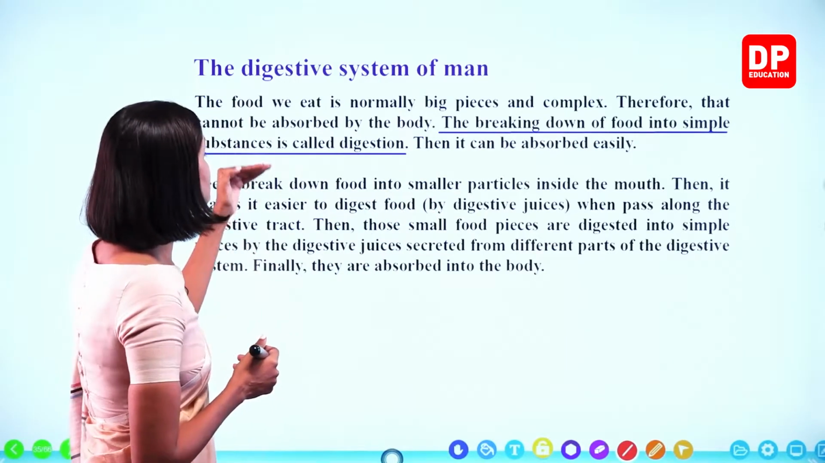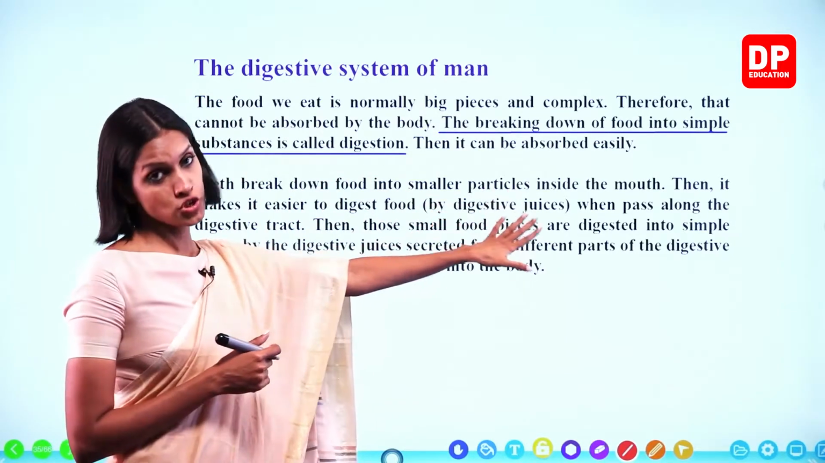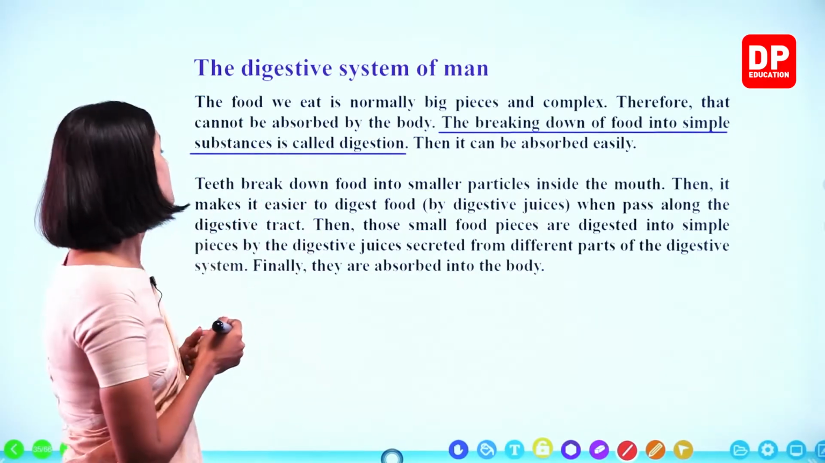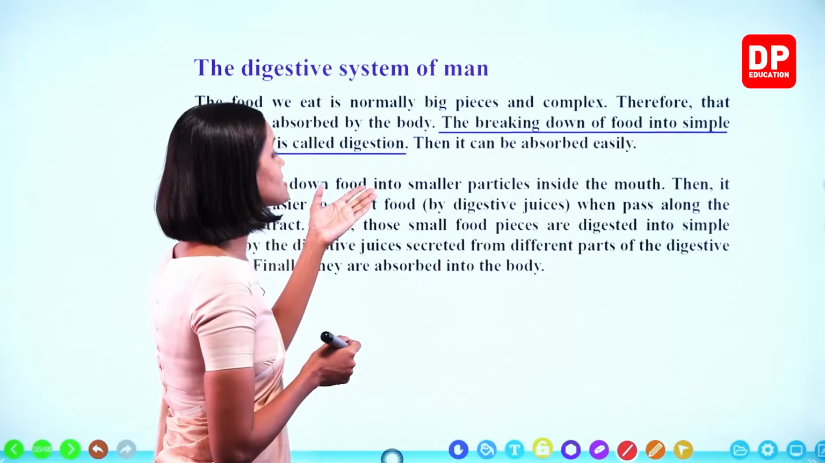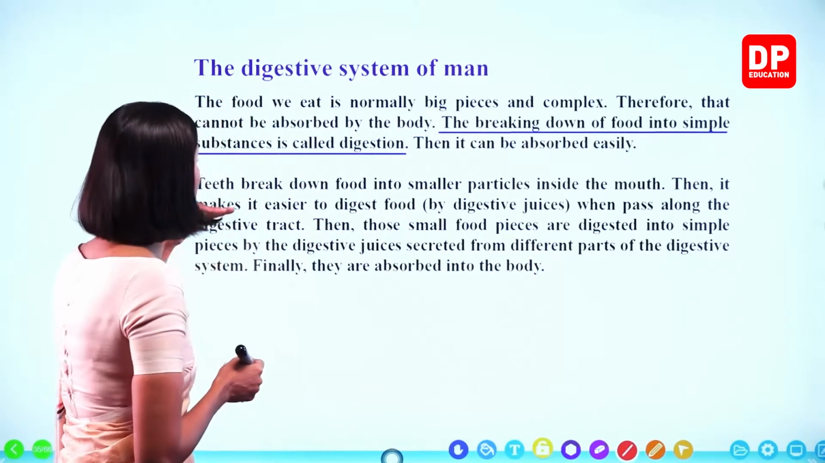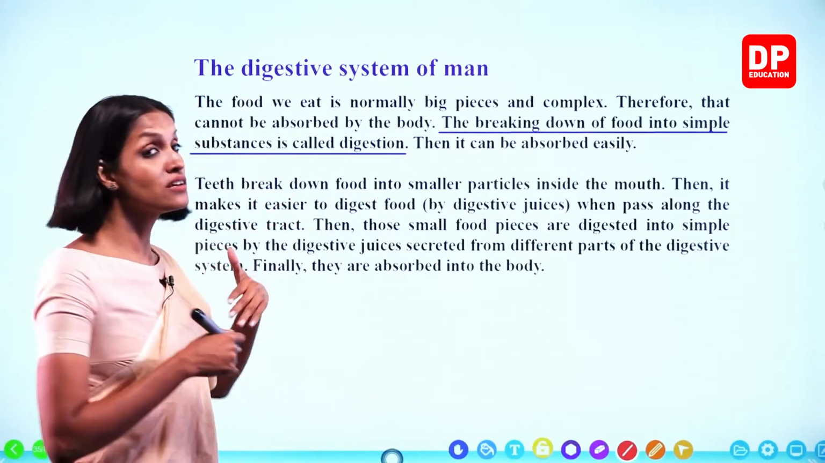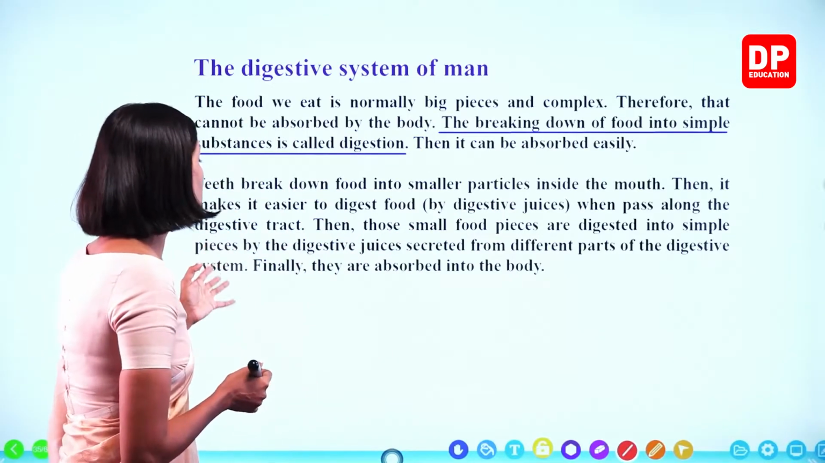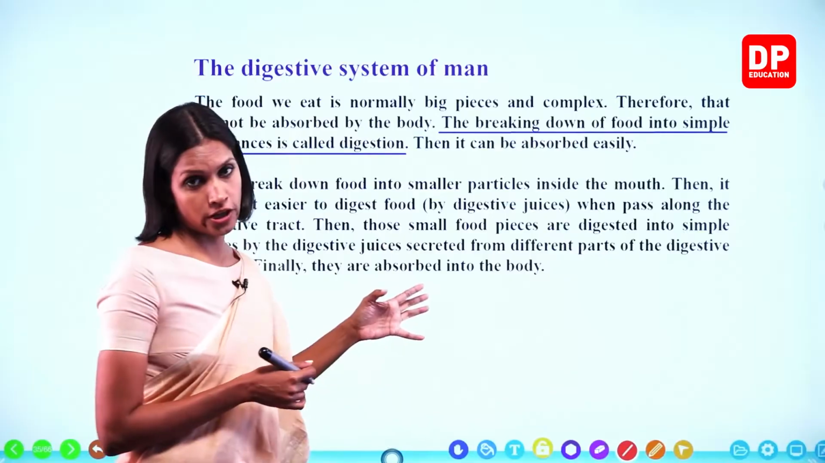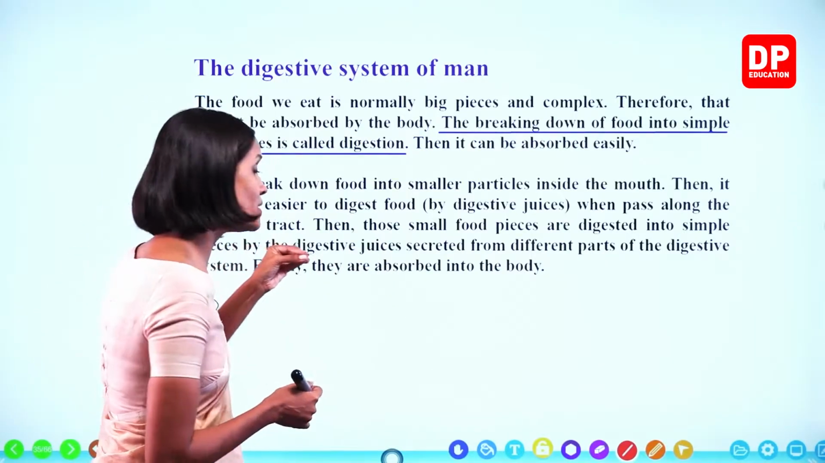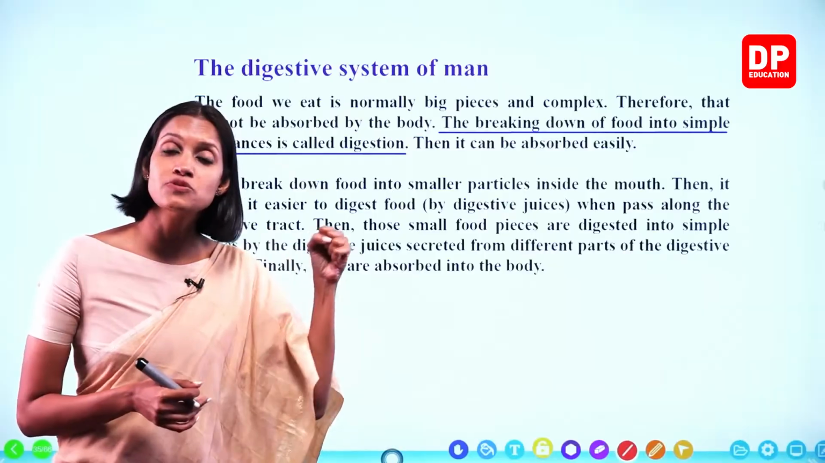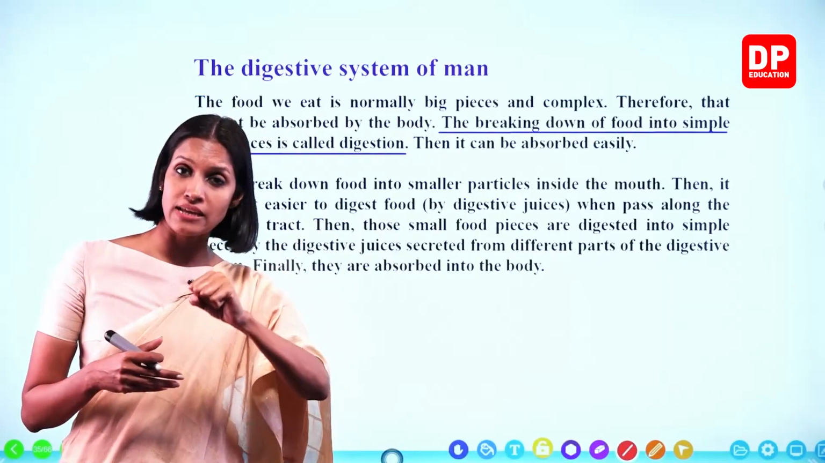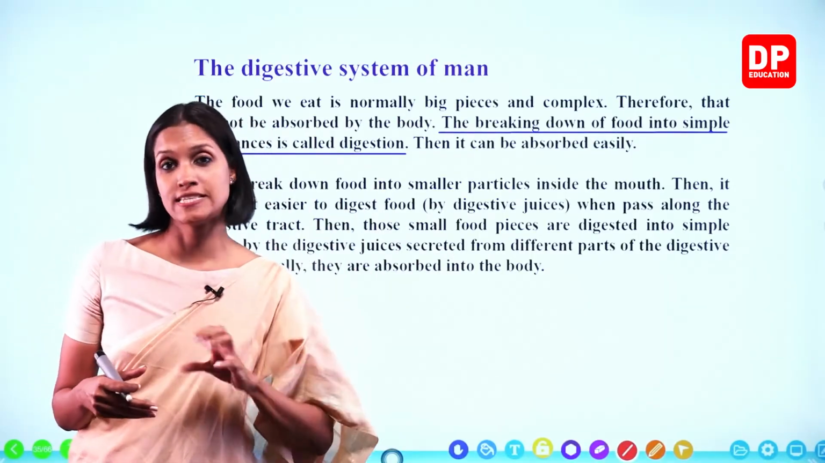This makes it easier for the digestive juices to digest the food when it passes along the digestive tract, which means the path. Then these small food pieces are digested into simple pieces by the digestive juices secreted from different parts of the digestive system. Finally, they are absorbed into the body. So the purpose of digestion is that our body cannot absorb the nutrients present in the food we eat unless it is simplified. That is done stepwise.